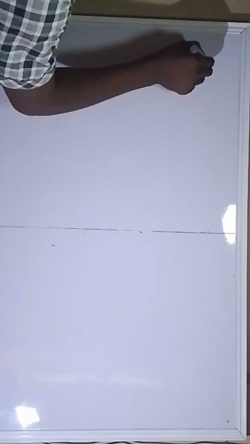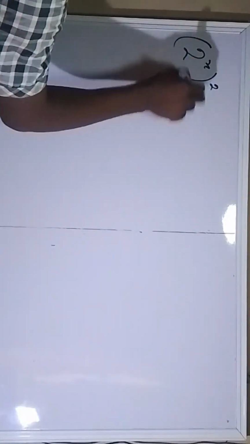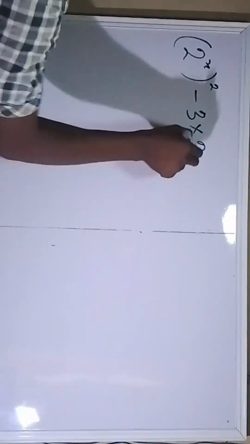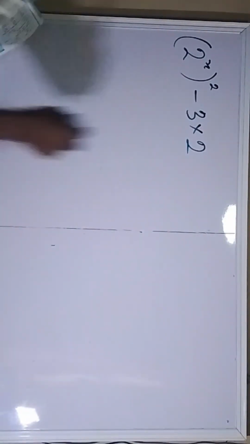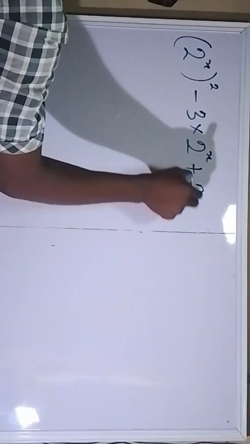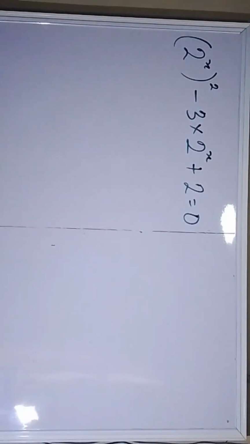So this one is going to be under indices. We have 2 raised to the power of x, all raised to the power of 2, minus 3 times 2 raised to the power of x, plus 2 equals to 0. Okay, so now we have to solve for x in this question.